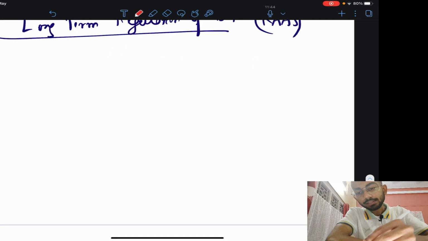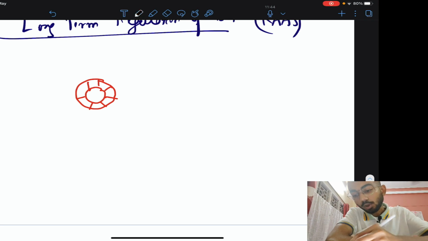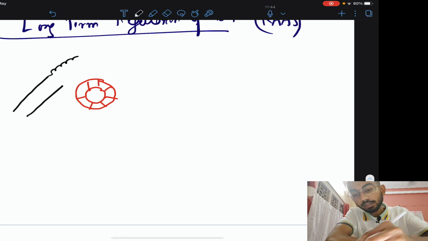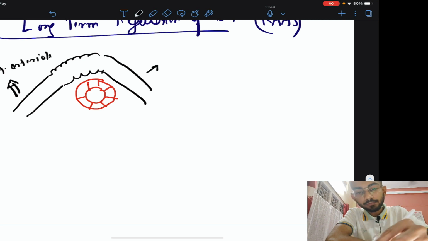So for understanding this, let us first of all draw a cross section at the level of the distal convoluted tubule of the nephron. All right, so if we draw a cross section at the level of the distal convoluted tubule of the nephron, let us consider that this is the afferent arteriole, and this is the efferent arteriole, and this is the glomerular capillaries.